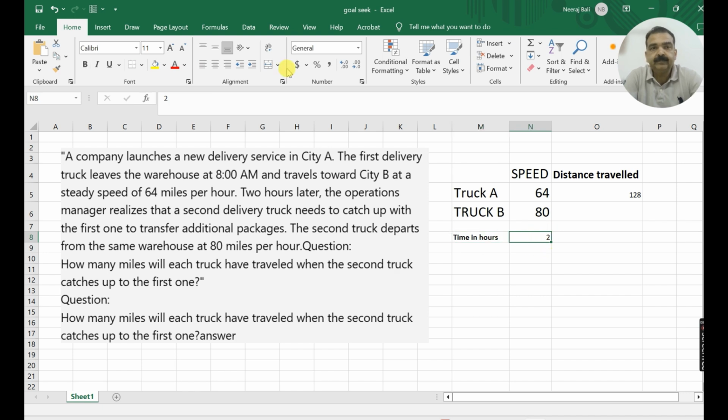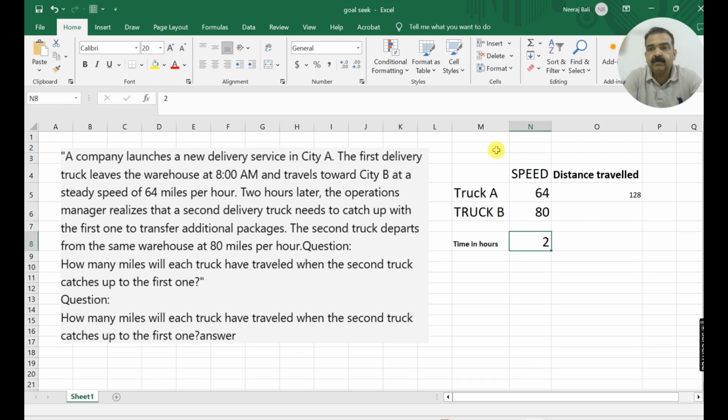Okay, we're good to go till now. Now, again, we have to put this second. What is the distance traveled by truck B? After 2 hours have gone, where is truck B? Truck B has just started, or rather is about to start. So zero distance it has traveled.